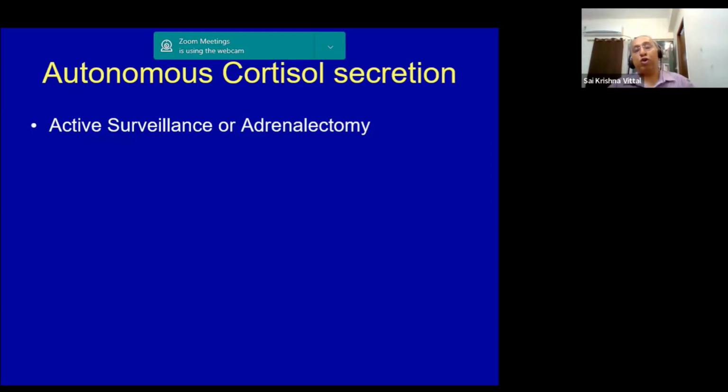So there are two schools of thought when you diagnose an adrenal incidentaloma with autonomous cortisol secretion. One school says you can indulge in active surveillance. The other group says you can offer adrenalectomy. So the bottom line is, if the patient does not have any comorbid features like hypertension, diabetes, all what I mentioned, I think there's no harm in doing active surveillance.